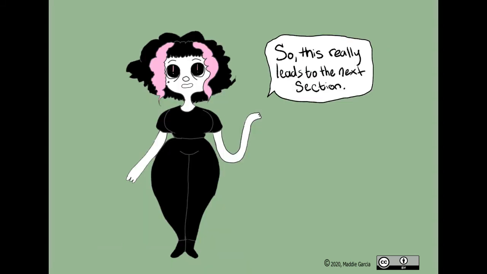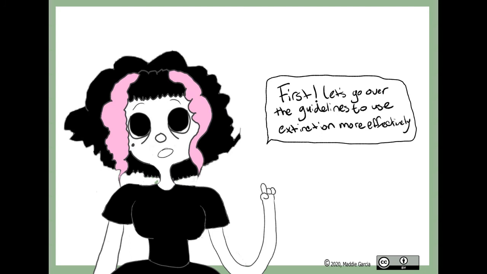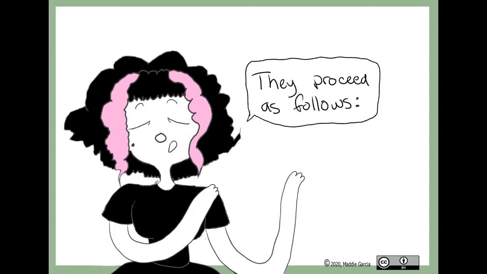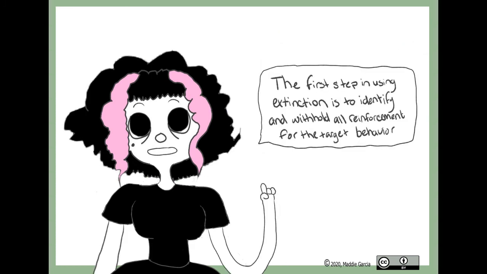So this really leads to the next section, involved with talking about the ethics of extinction and the proper ways to use extinction effectively. First, let's go over the guidelines to use extinction more effectively. They proceed as follows. 1. Withhold all reinforcers maintaining the problem behavior. The first step in using extinction is to identify and withhold all reinforcement for the target behavior.